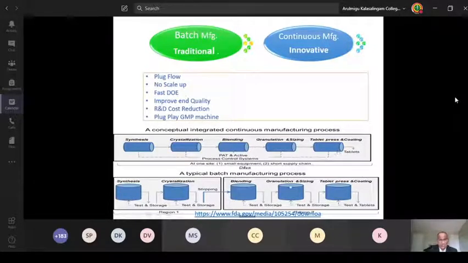So in this diagram, I'm showing multiple operations as separate entities in typical multi-step batch manufacturing. But in continuous manufacturing, you can see this is done in one go, so you can complete all the activities. In the next slide, I'm showing the demo on continuous manufacturing.